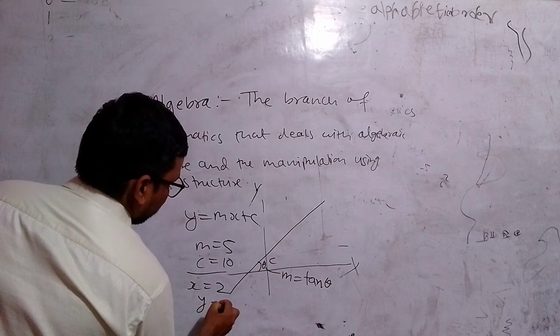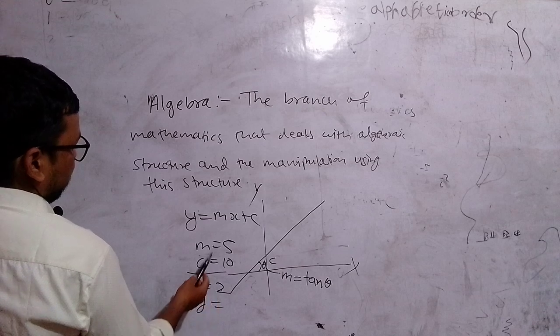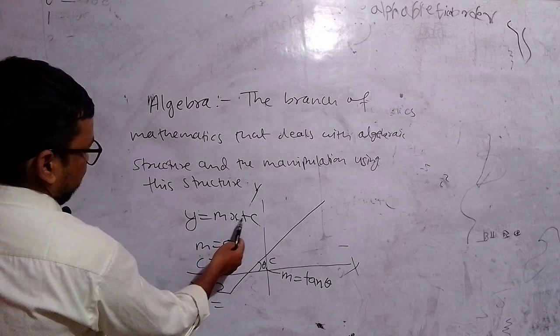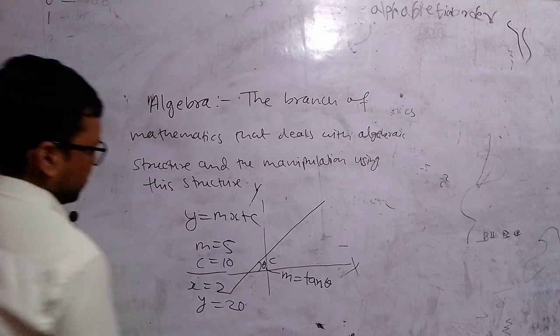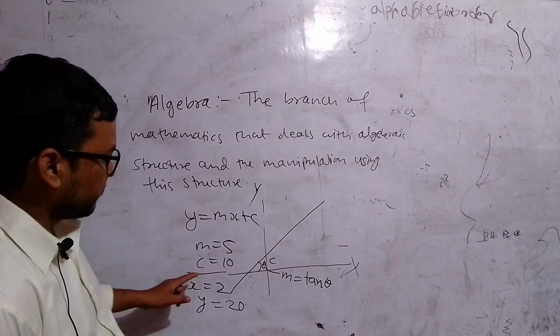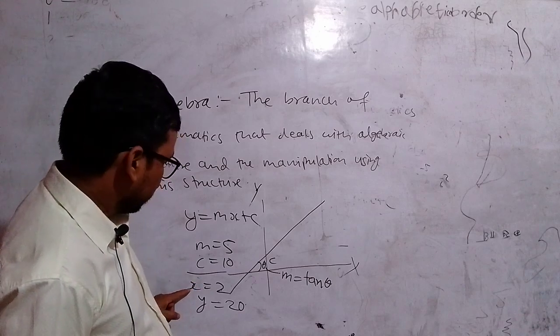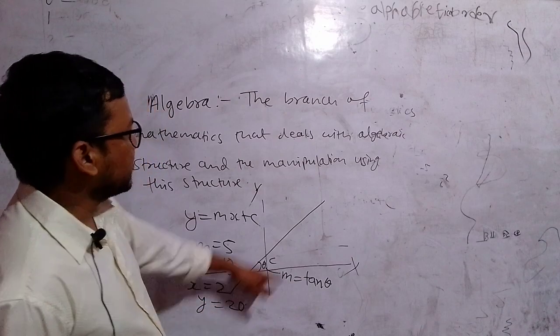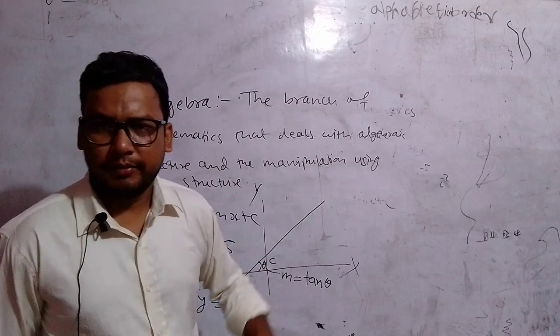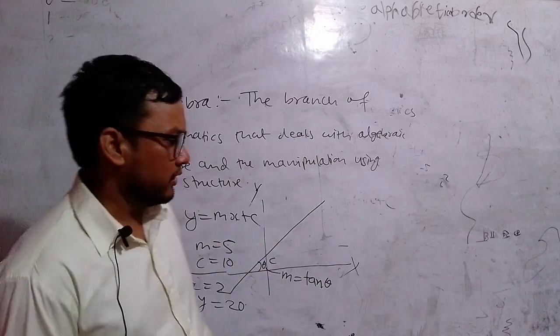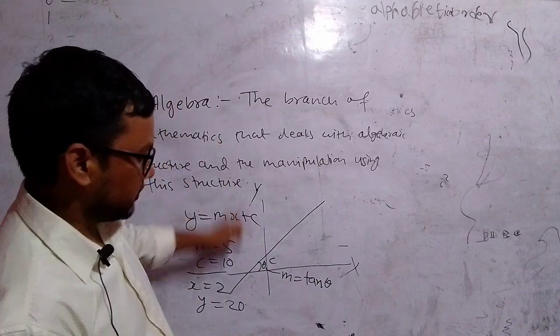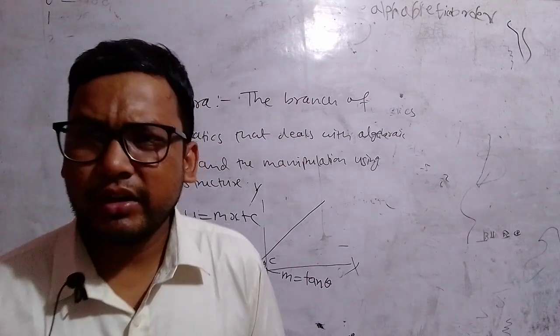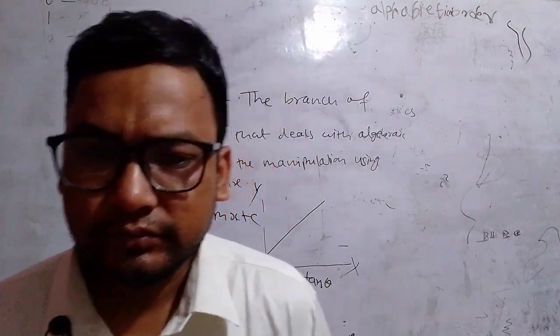For x equal to 2, what would be the value of y? We can easily determine: 5 into 2 is 10, plus 10, 20. In this way we can calculate. For values of x as 2, 3, we can also determine the value of y, and all this belongs to algebra, the branch of mathematics. Here we deal with algebra. Then what does boolean algebra mean?